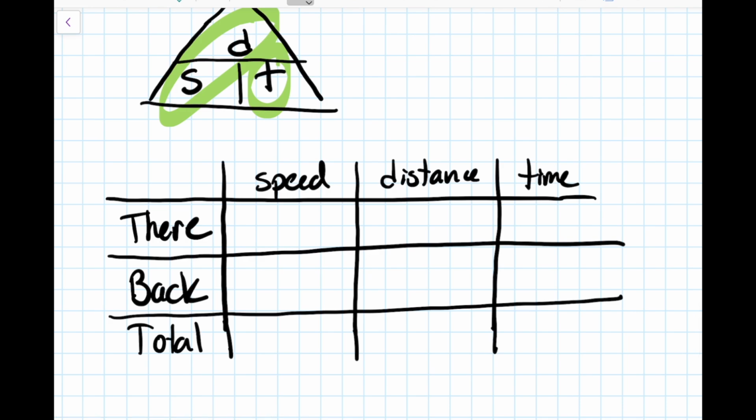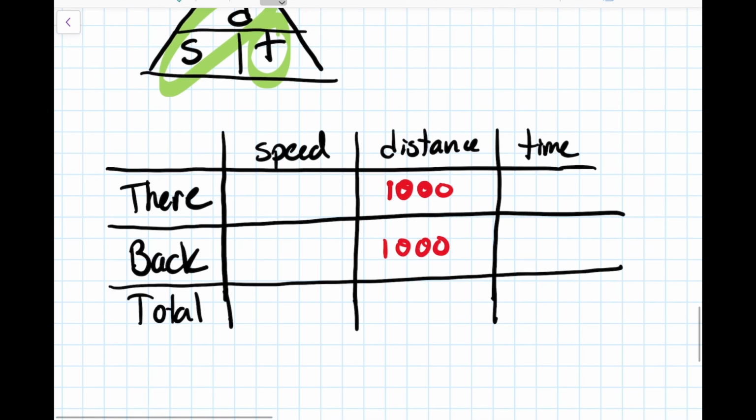The easiest thing to fill in is our distance. We're told Calgary is 1,000 kilometers away, not 1,000 kilometers total, just 1,000 kilometers away. So our distance is 1,000 on the way there, 1,000 on the way back, and we do know a total distance, right? Because you can just say, okay, 1,000 there plus 1,000 back is 2,000. So we could technically make an equation out of this. It would just be a very boring equation of 1,000 plus 1,000 equals 2,000. So there's not much going on there.